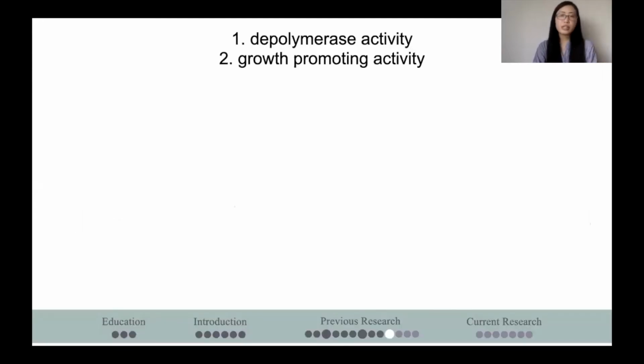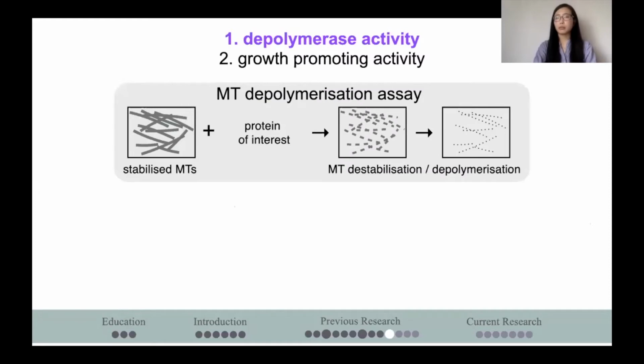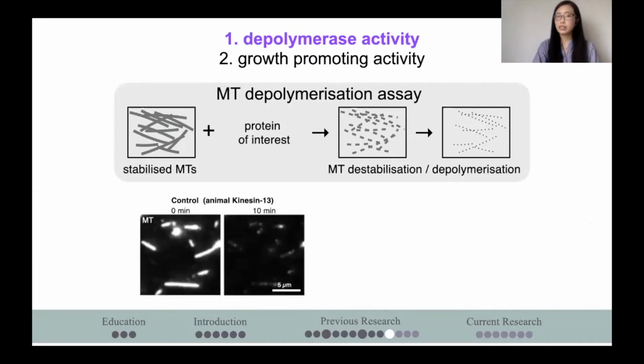So there are two things that I really wanted to check. I wanted to check if kinesin 13 depolymerizes microtubules, and or if it instead causes stabilization of microtubules, so it allows it to grow better. So first thing I looked at was depolymerization activity. And to do this, I did a microtubule depolymerization assay. It's really simple. You just have some microtubules, you add your protein of interest, and you should see your microtubules disintegrating. And this is exactly what happens when you use animal kinesin 13.